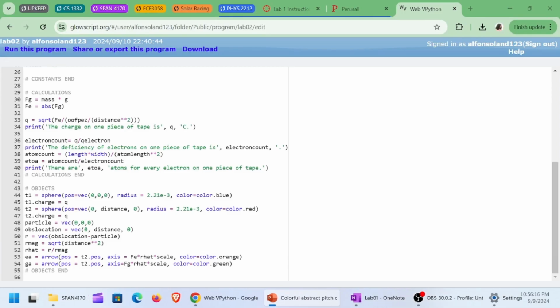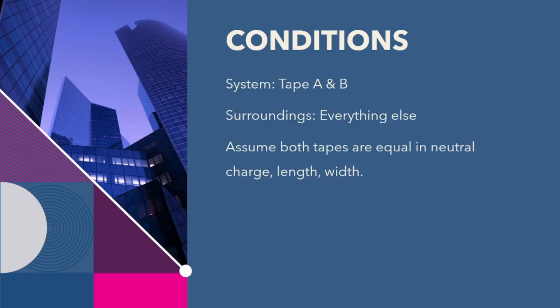But conditions, ooh, I used my scroll wheel. Apologies for that. Okay, conditions.